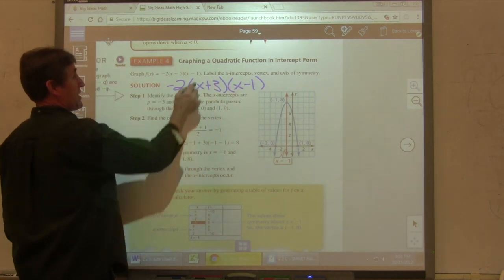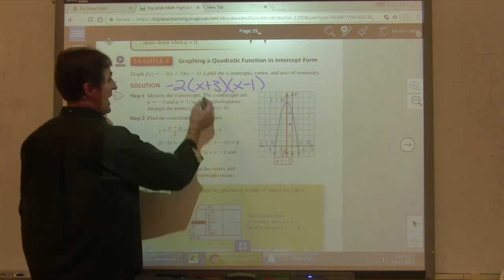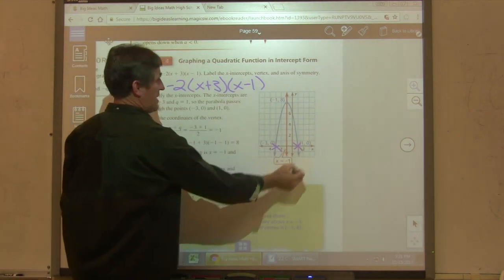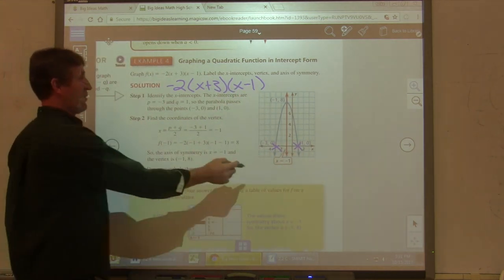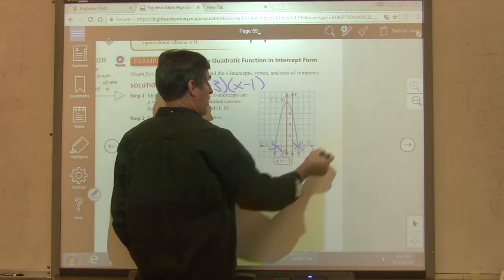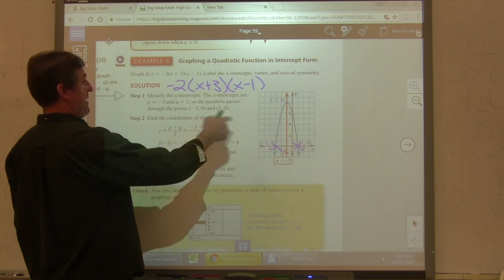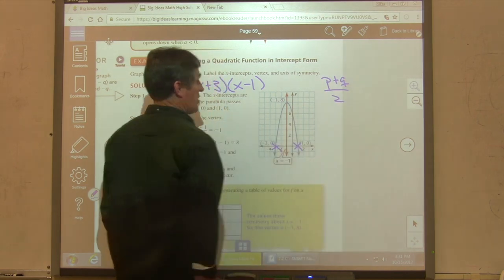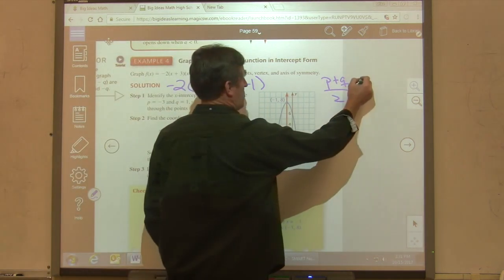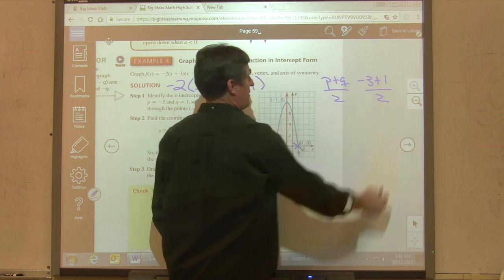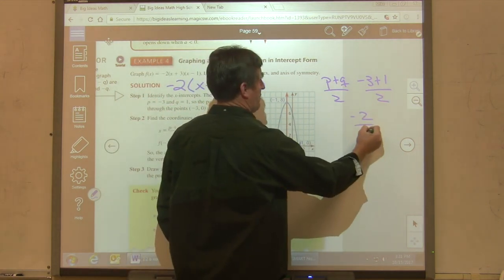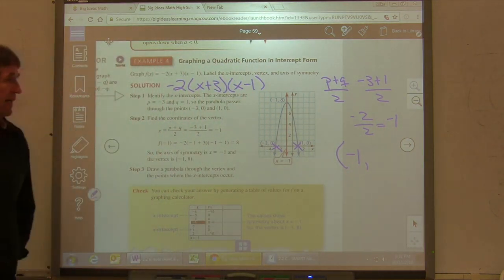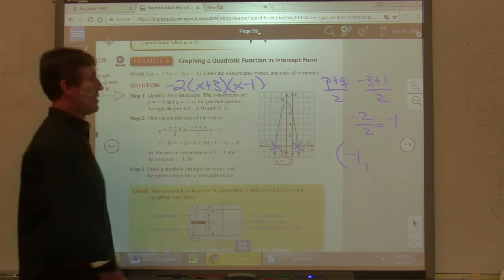Now remember, it's opposite what it says because it's supposed to be x minus p. So we have an x-intercept here at negative 3, 0. And we have an x-intercept here at 1. So we have those points. So now what we can do, since we know the axis of symmetry has to be halfway between those, we just take p plus q and we divide it by 2. So in this case, negative 3 plus 1 divided by 2, so that would be negative 2 divided by 2 would be negative 1. So now we know our x value of the vertex. So that's at negative 1.